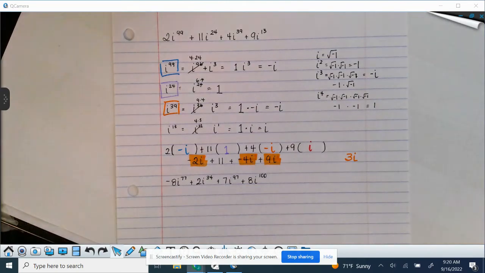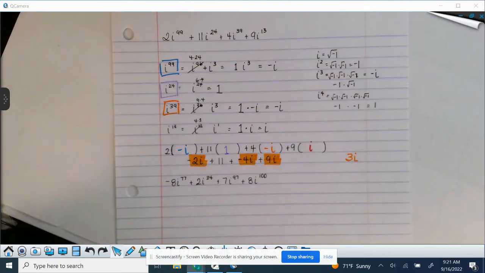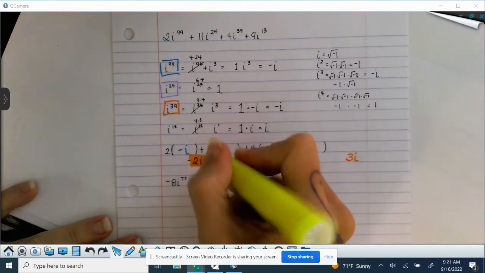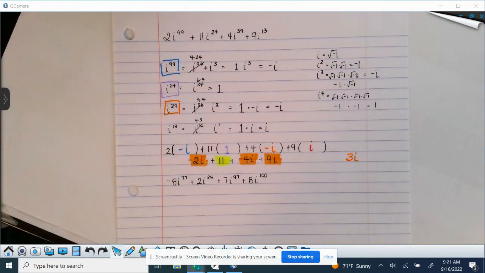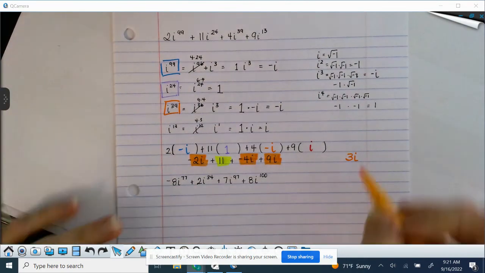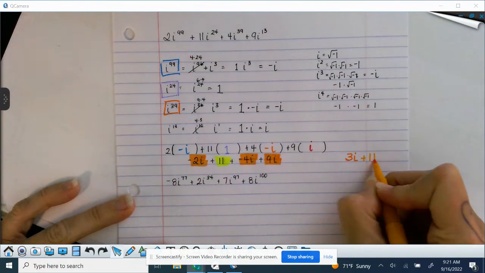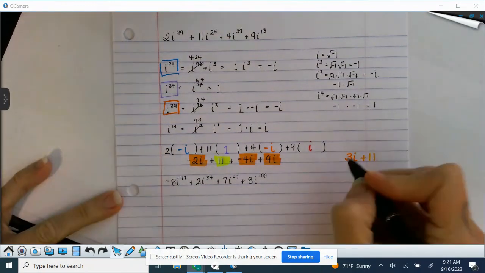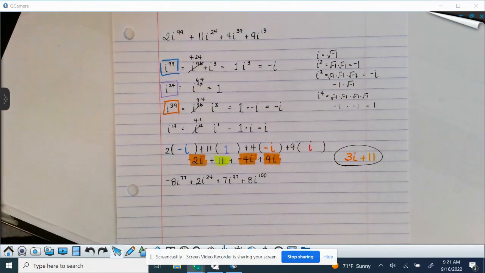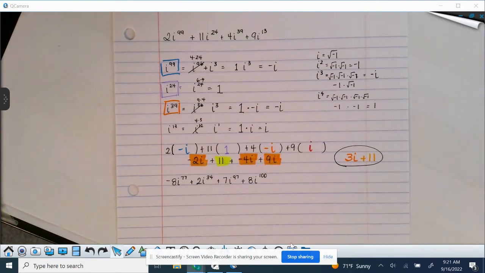And then we have 11. And 11 is just by itself. It is a constant as is. And so it's 3i plus 11. And that should be your answer for that one. All right, guys. There's more to come, but there's one example.